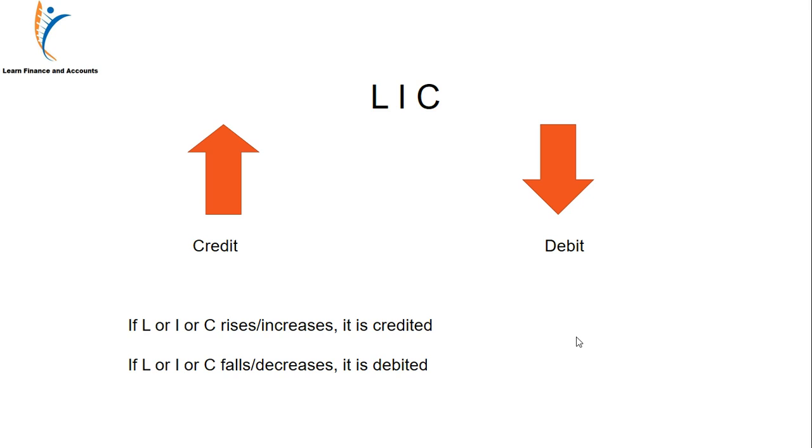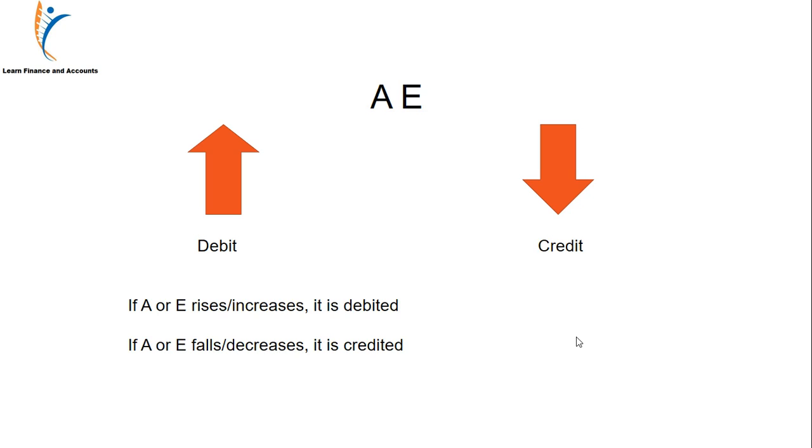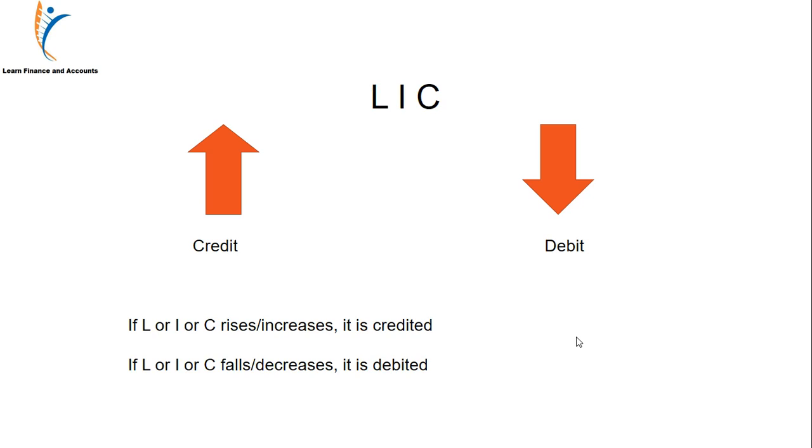Now you can see that both the groups have opposite accounting treatment. In case of A or E, when it is rising, up arrow, the account is debited. In case of LIC, when it is rising, the account is credited. So can you see the opposite effect?